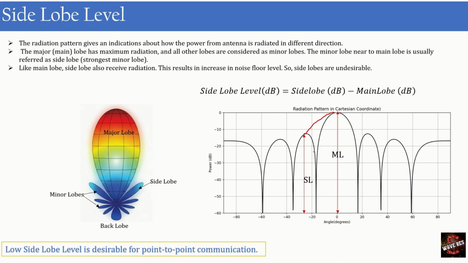If we are getting a side lobe level like this, it means that the side lobe level is getting decreased. So it is very desirable to have a lower side lobe level. If you have a side lobe level of around minus 20 dB, it is very good. That's the indication of the side lobe level. It gives an indication about how much side lobe is occurring with respect to the major lobe.